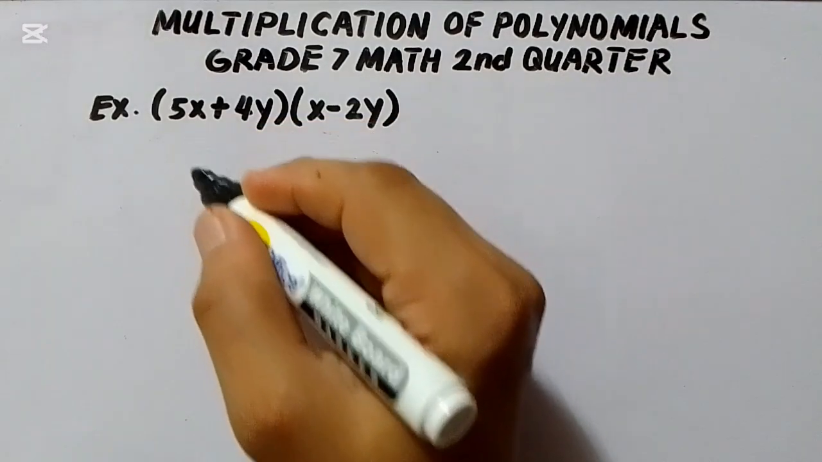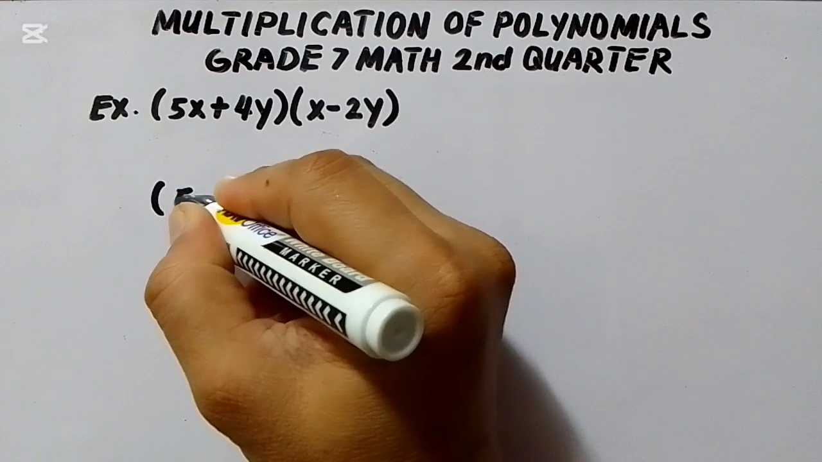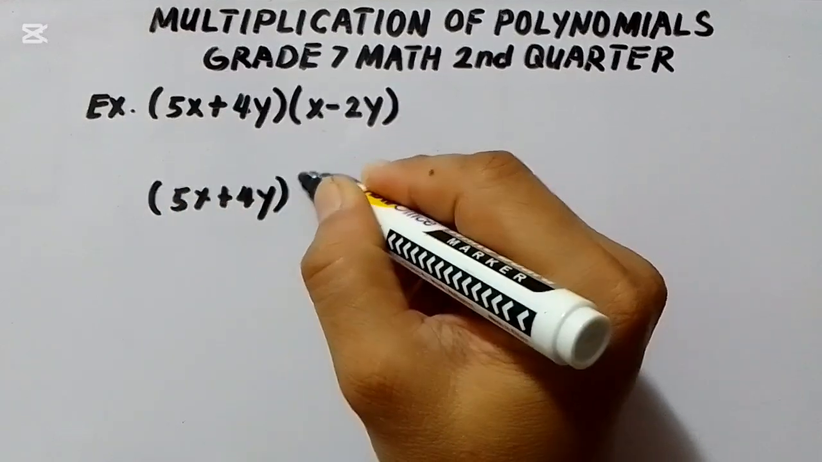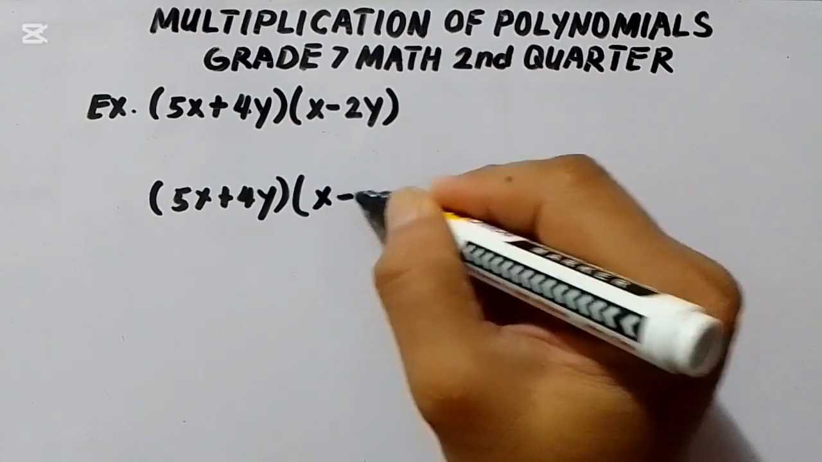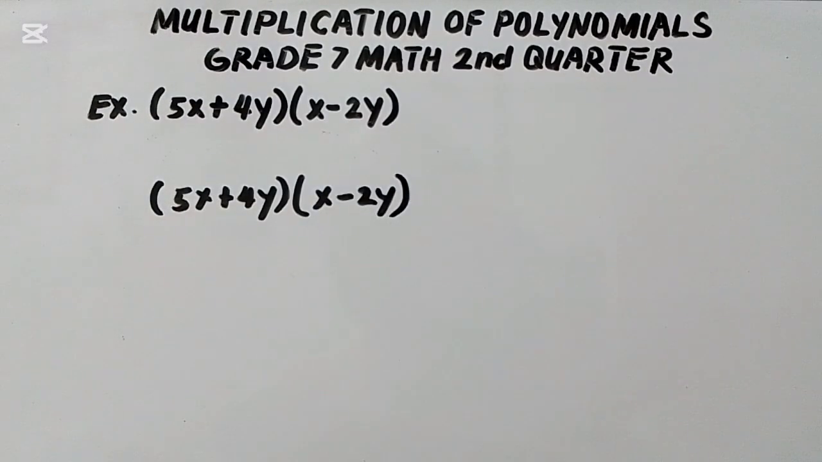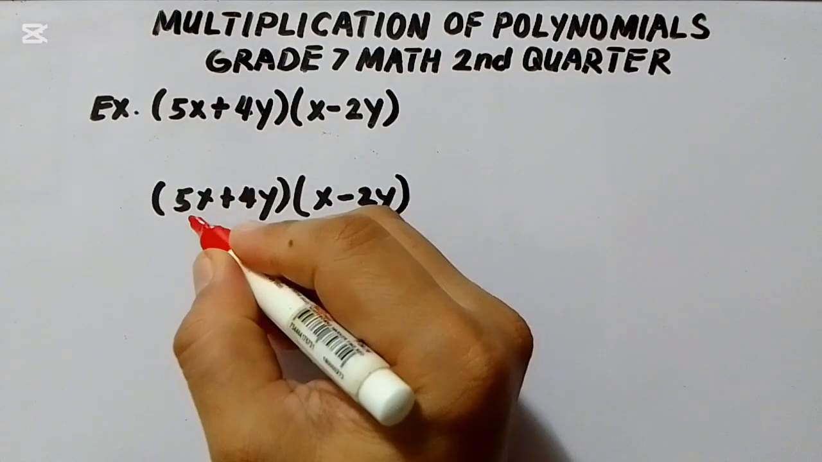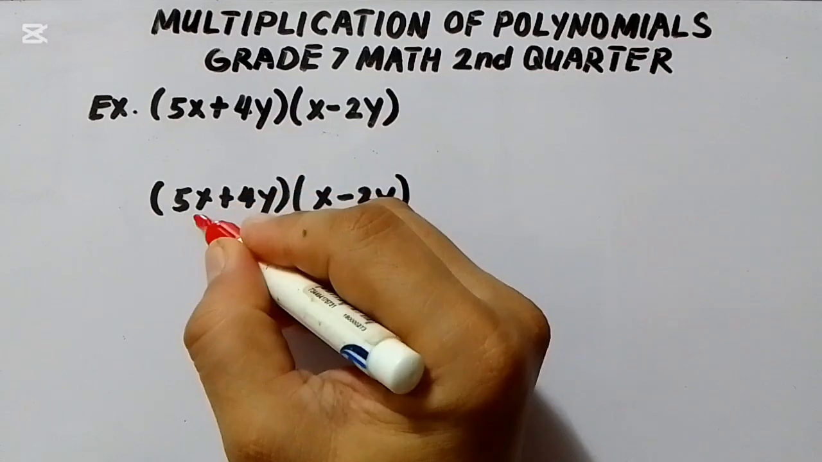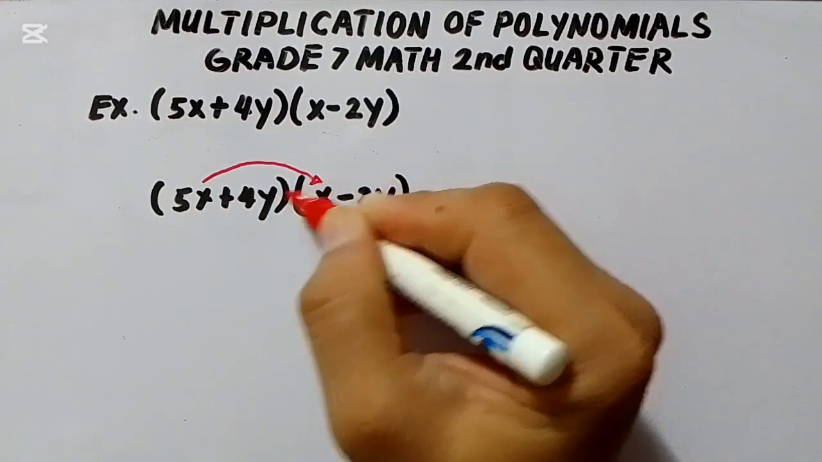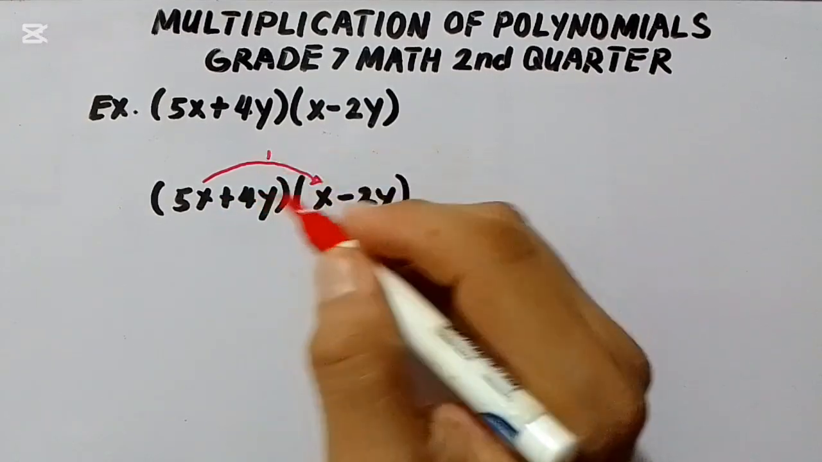Okay, so i-copy po muna natin yung given polynomials. So, we have quantity 5x plus 4y times the quantity x minus 2y. Okay. So, i-apply po natin yung FOIL method. Okay. So, let's first multiply the first terms. So, ito po yung ating first terms. So, 5x times x. So, lagyan po natin dito ng 1.